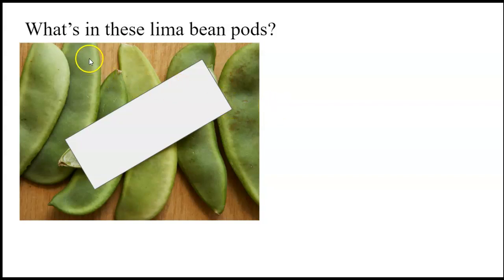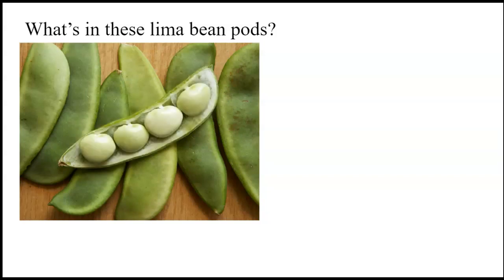So we've got lima bean pods right here, and in our seed and fruit activity, we are using lima beans. So what's in these lima bean pods? Actual seeds, the bean. And so what's in a seed?